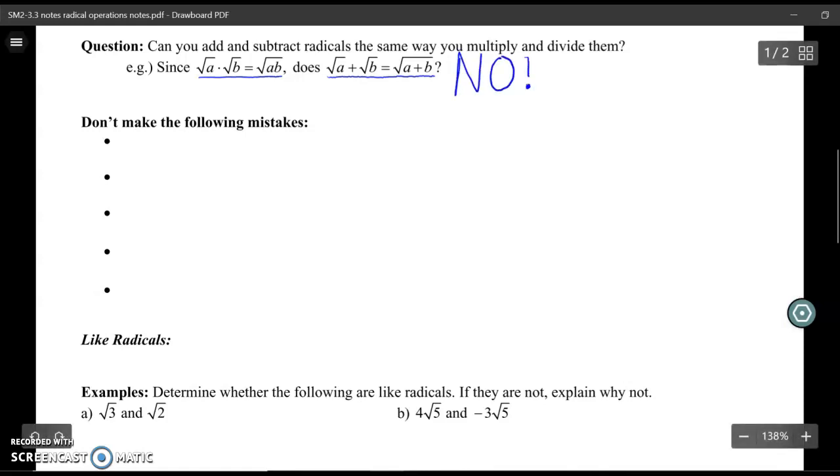Okay, adding radicals is a little bit more complex than just adding the radicands together. So here's our stipulation. You can add radicals together if they are like radicals. So we're going to talk about what that means.